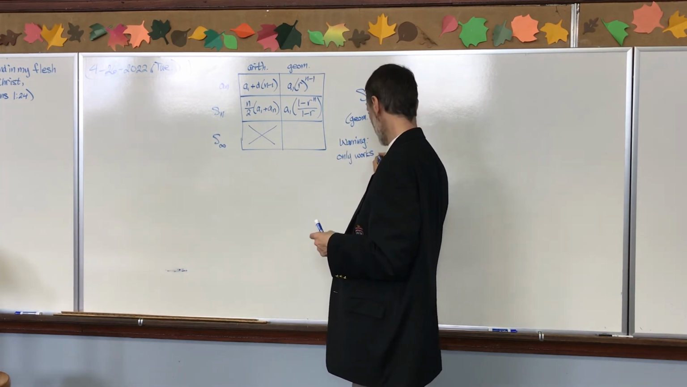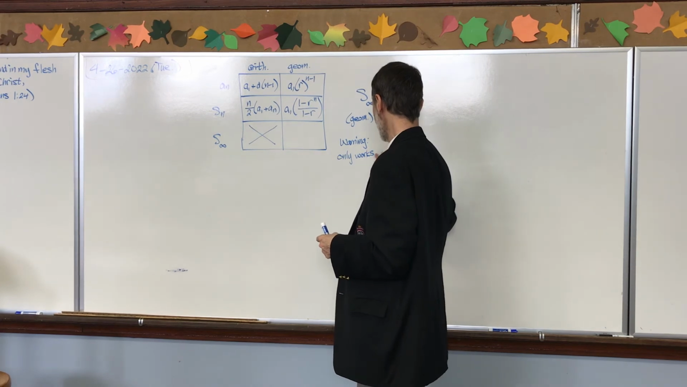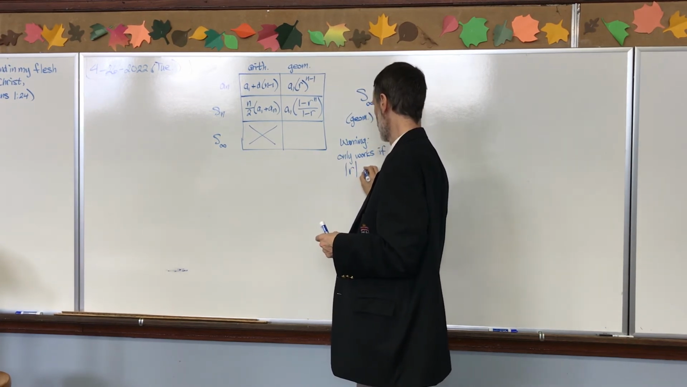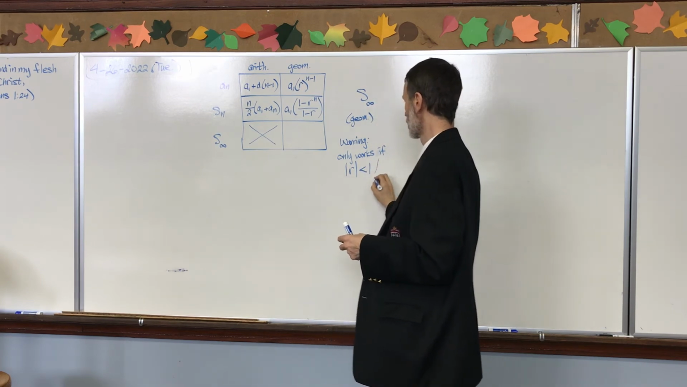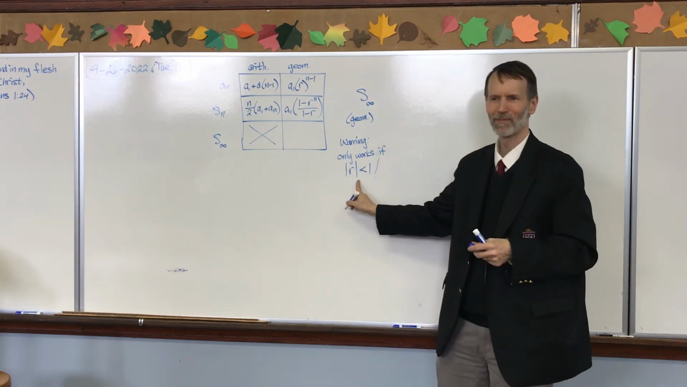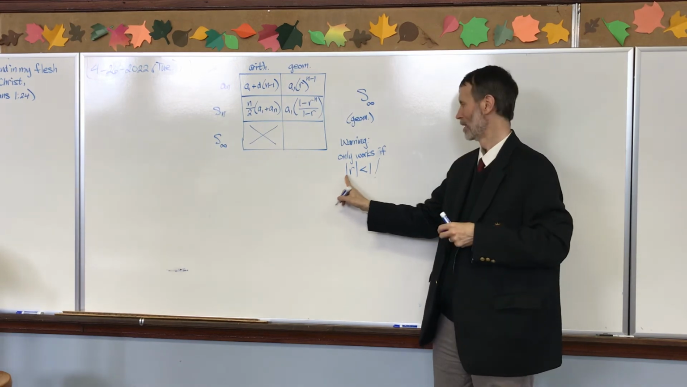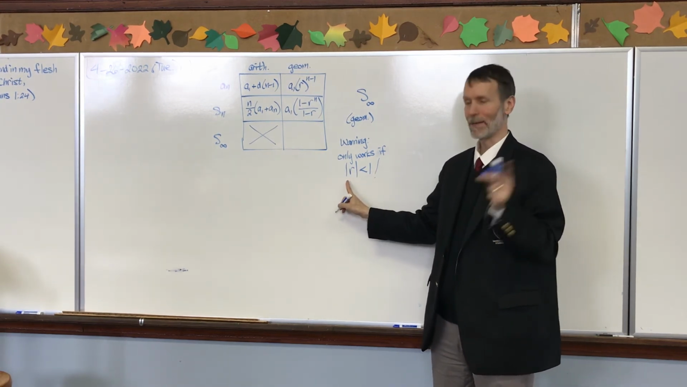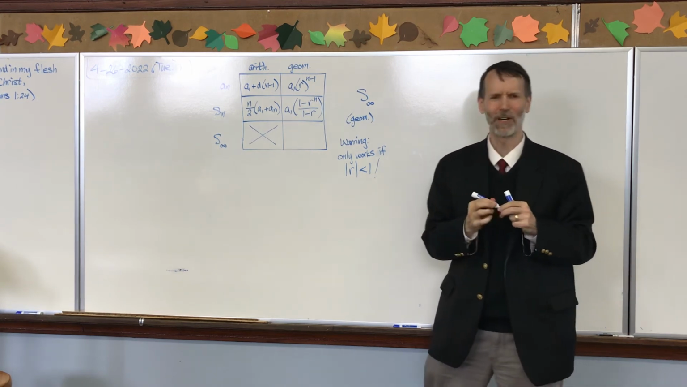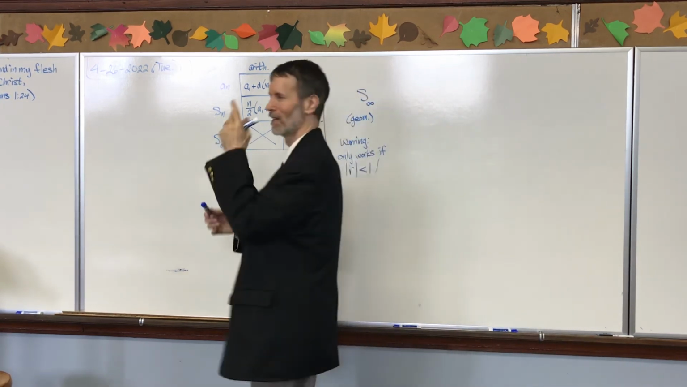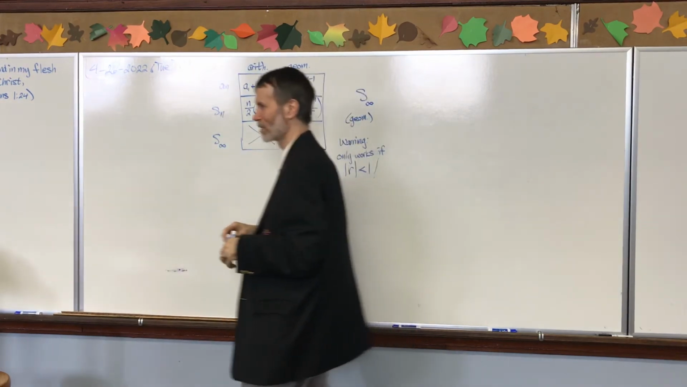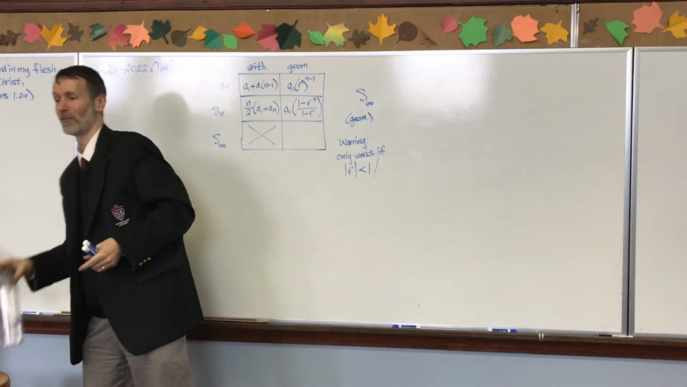I'm going to ask about the symbol. What does this mean? What do those bars mean? It means an absolute value. What does absolute value mean? It's positive. It's how far it is from zero. The distance from zero, correct.